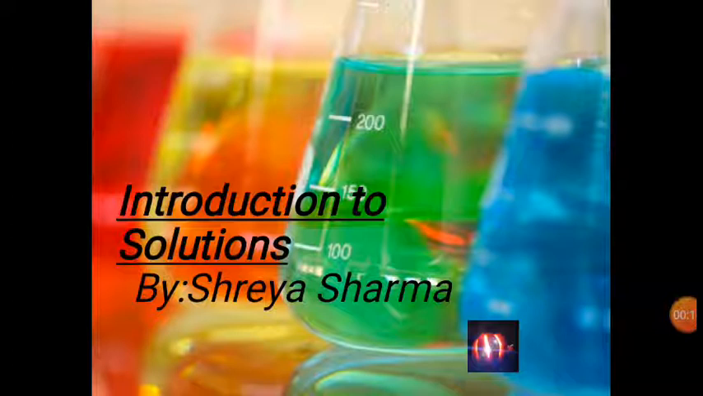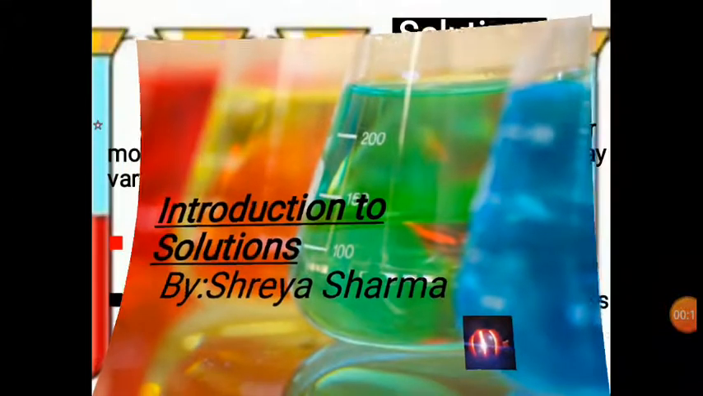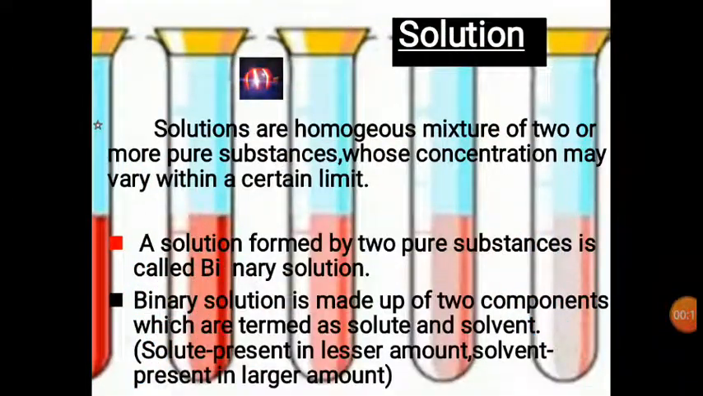Solution. So first of all, we should know what we mean by any solution. Basically, solutions are homogeneous mixtures of two or more components. Now, what are homogeneous mixtures? Homogeneous mixtures are those mixtures in which all the components are present in the same physical state and they do not get separated by simple physical methods.